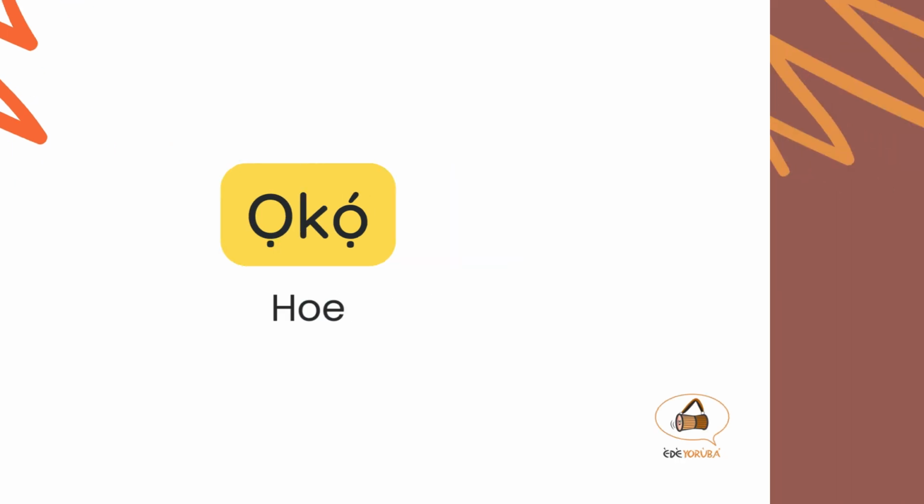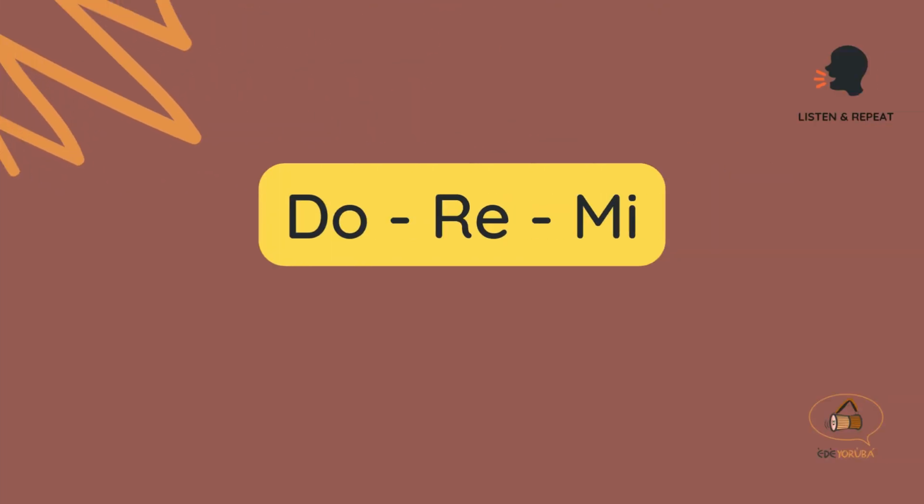Now look at this example, Oko. This means husband. Oko. This means spare. Oko. This means vehicle. Oko. This means hoe, the one that you use for farming. So the tone marks you have are do, re, mi. When you think of musical notes, do, re, mi, that's the best way to differentiate the tone marks.